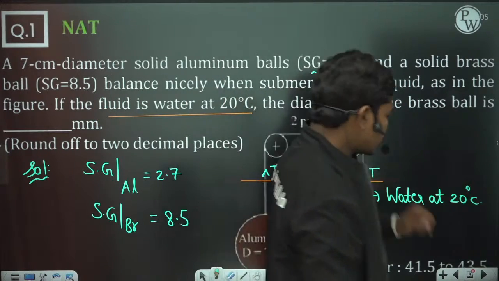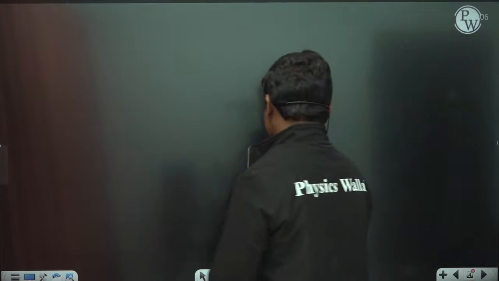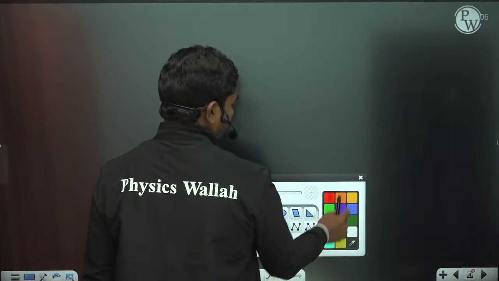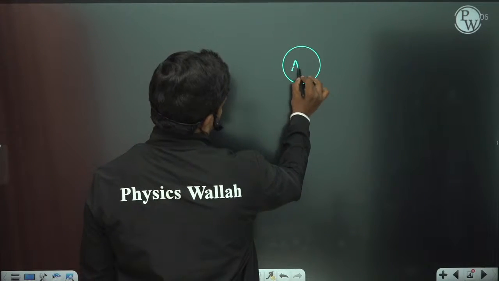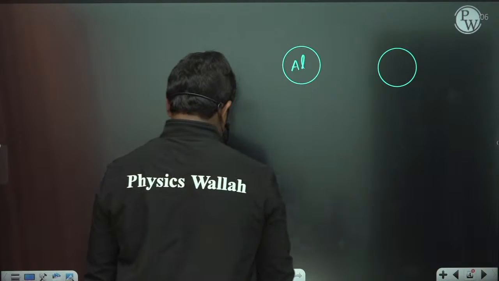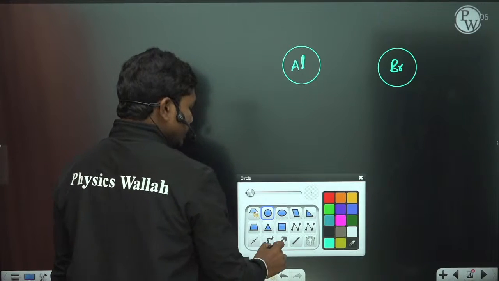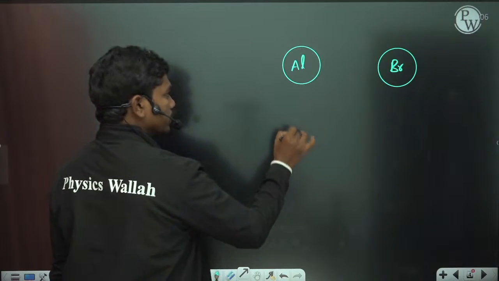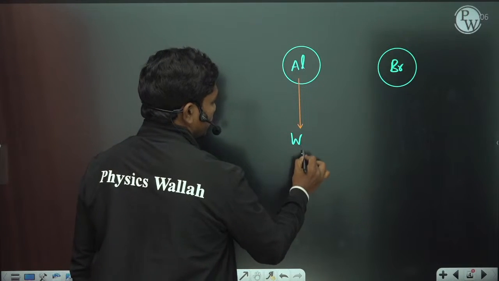Let us draw the free body diagrams of the aluminum and the brass balls. First, the free body diagram of the aluminum ball. This is the aluminum ball and let us suppose this is the brass ball. Now, these two are completely submerged in fluid, so definitely the aluminum ball has some weight, which is the weight of the aluminum.